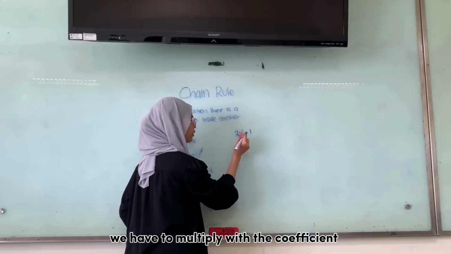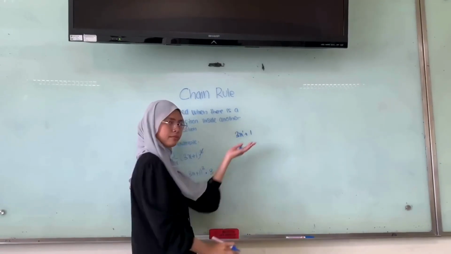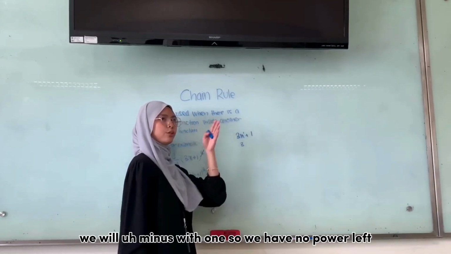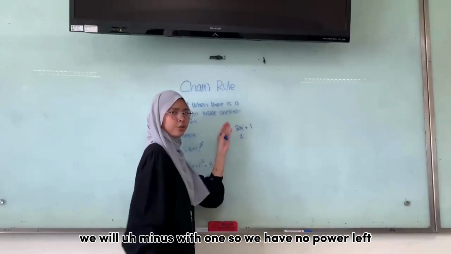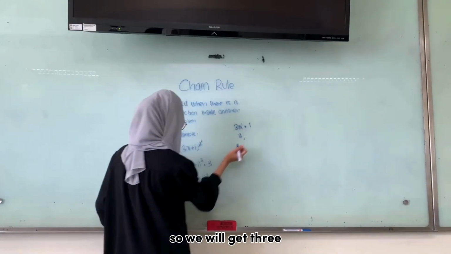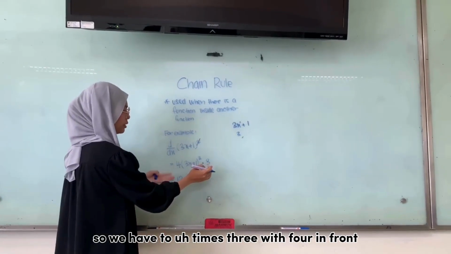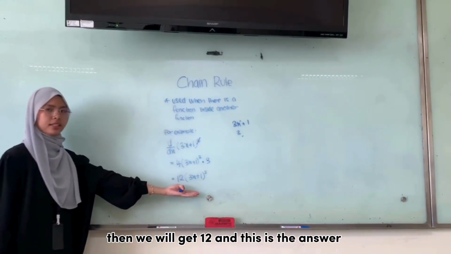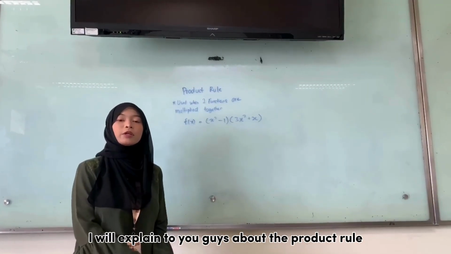x is to the power of 1, so we multiply by the coefficient and reduce the power. So we will get 3, and for the 1, there is no variable, so it becomes 0. So we have no power left, so we will get 3. So we have to multiply 3 with the 4 in front, then we will get 12, and this is the answer.